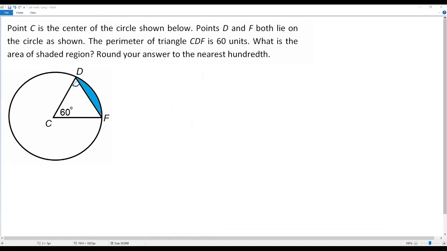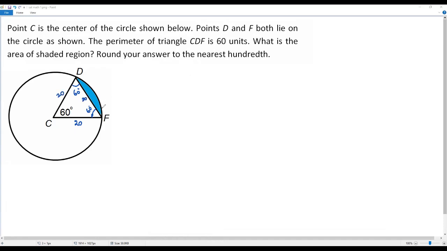Now let me replace x by 60 degrees over here and here. In this triangle CDF, all three interior angles are equal in measure, so it is an equilateral triangle. For this equilateral triangle CDF, the perimeter is 60 units. To get the length of each side, we divide the perimeter 60 by 3. When I divide 60 by 3, I get 20. That is, the length of each side of this equilateral triangle is 20 units. Let me write it over here.